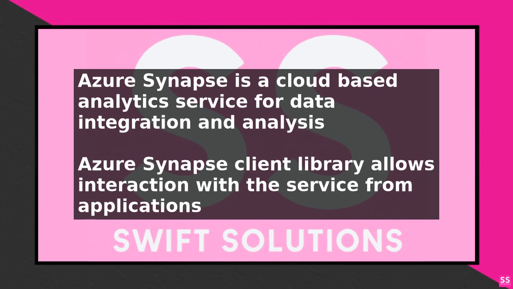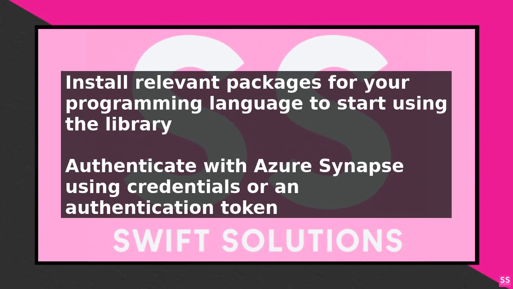Setting up the client library. To start using the Azure Synapse Client Library, you need to install the relevant packages for your programming language of choice. For example, if you are using Python, you can install the library using pip. Once installed, you need to authenticate with Azure Synapse using your credentials or an authentication token.